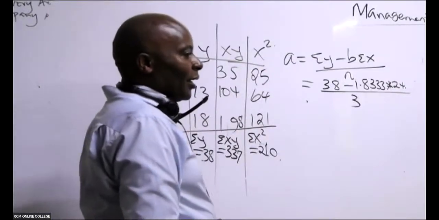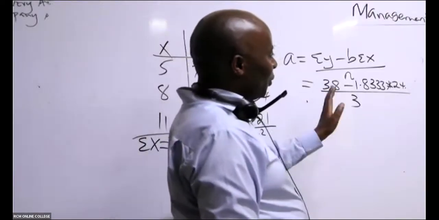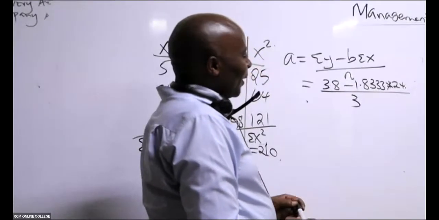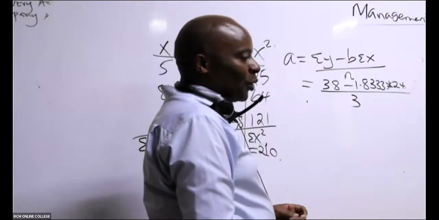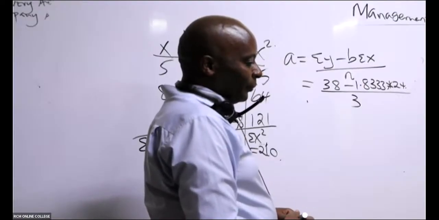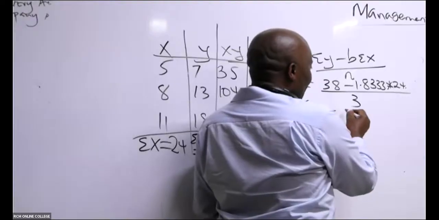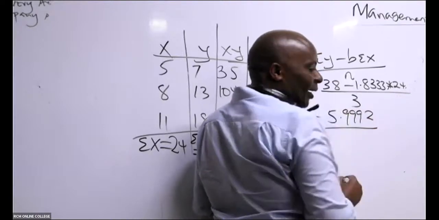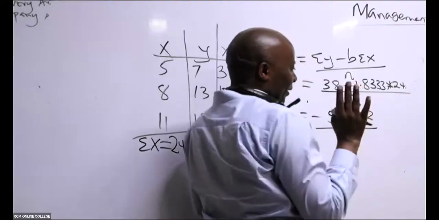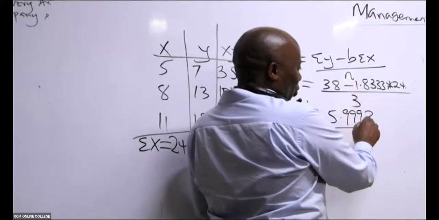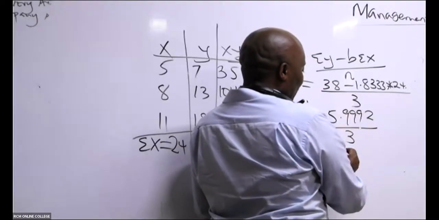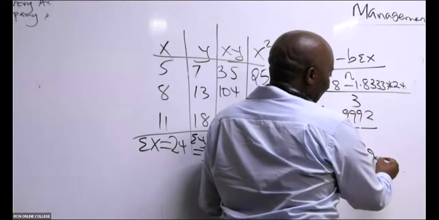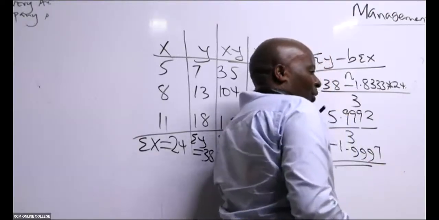So then can you kindly give me the numerator? 38 minus 1.8333 times 24 will end up giving me what figure? Negative 5.999, and then 2 over 3. So then the final answer for A will be equal to negative 1.9997. Thank you so much. So then that is it.